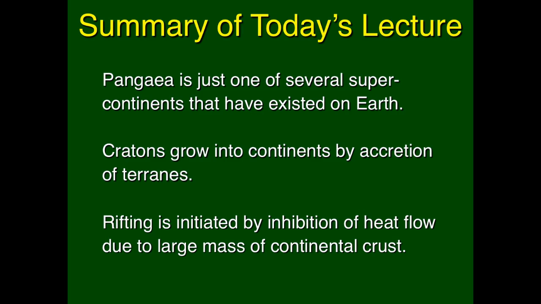So to summarize today's lecture, we saw that Pangaea is just one of several supercontinents that have existed on Earth in geologic time. We see that these cratons that serve as these continents grow into continents by accreting these new terranes along their margins. The rifting that starts the Wilson cycle is initiated by heat flow being inhibited from the interior, and this is due to the large mass of thick continental crust.